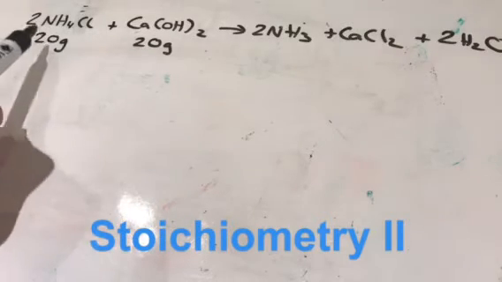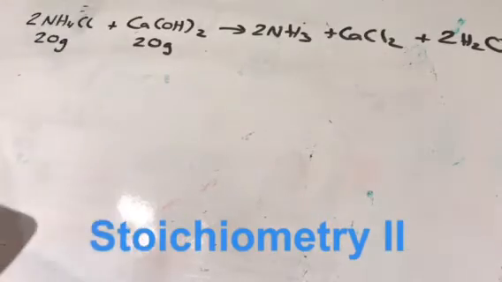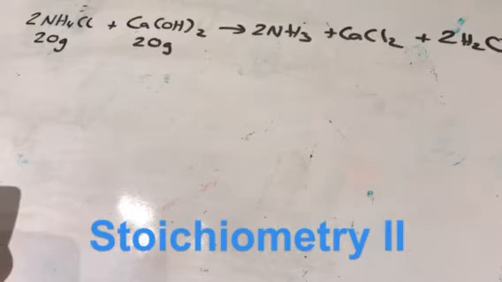Okay, so this is a question from your workbook, and it's all about stoichiometry too. We have ammonium chloride 20 grams and calcium hydroxide 20 grams, and we're being asked which material is in excess. Remember, excess means it's the material which isn't going to run out, it's the one that there's lots of, whereas the limiting reagent is the opposite of the reagent that's in excess. It's the one that will run out.